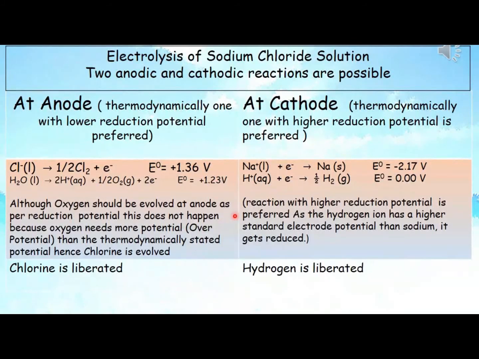Whereas at cathode, there is no such problem. Hence, we can see that the one which is thermodynamically feasible takes place. So, although thermodynamic feasibility is important, kinetics also plays an important role in determination of the products of electrolysis.